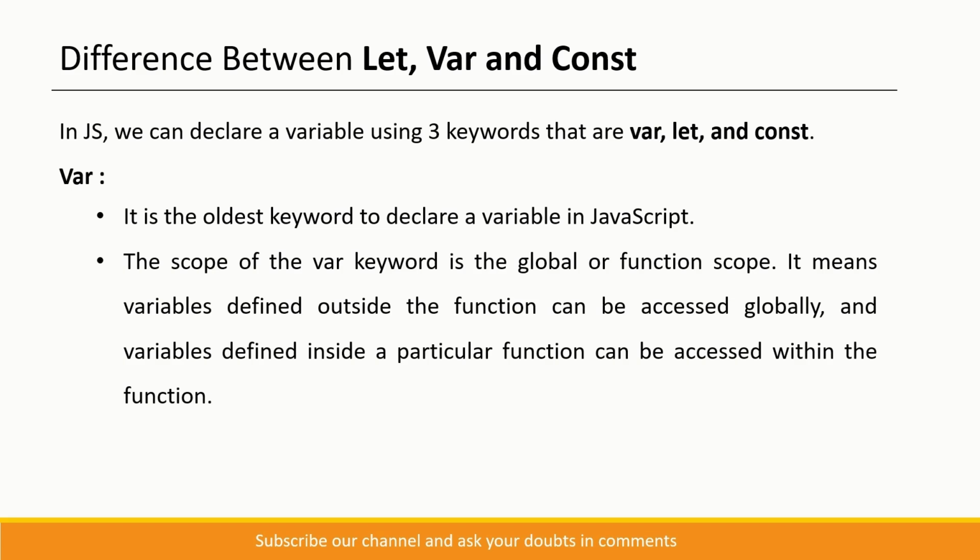In JavaScript, we can declare a variable using three keywords: var, let and const. Now let's see what is var. Var is the oldest keyword to declare a variable in JavaScript. The scope of the var keyword is global or function scope. It means a variable defined outside the function can be accessed globally, and a variable defined inside a particular function can be accessed within the function.